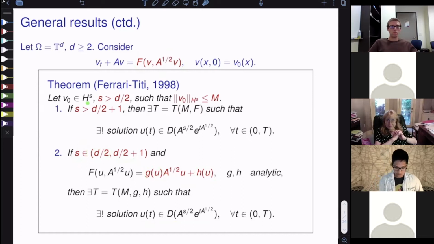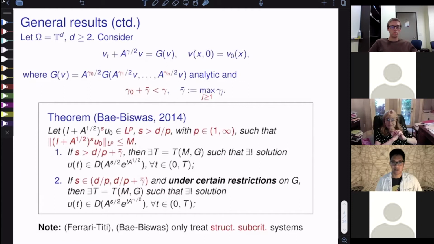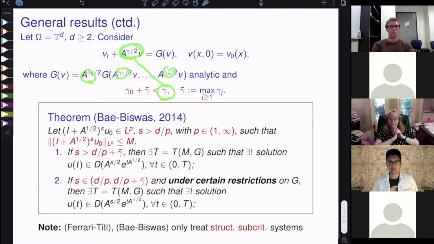So this was general. This is all in H^s, and this was extended to the L^p setting by Hantaek Bae and Animikh Biswas later on, where they show a similar type of result. And now they allow the nonlinearity on the right-hand side to depend on many derivatives of v. Okay, so there are gamma 1, ..., gamma n, and then there's gamma 0 derivatives on the outside. But the key thing I want to point out is that the assumption in this theorem is that the sum of these derivatives is less than gamma, which is here the power on the dissipation.